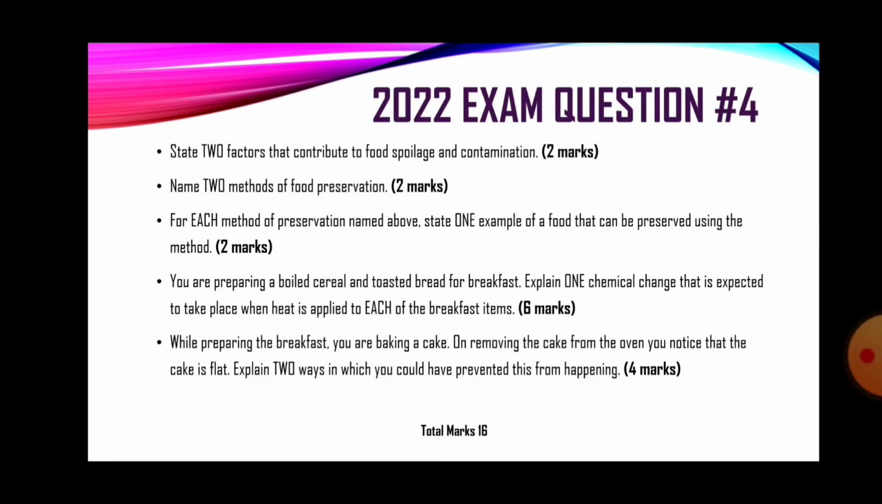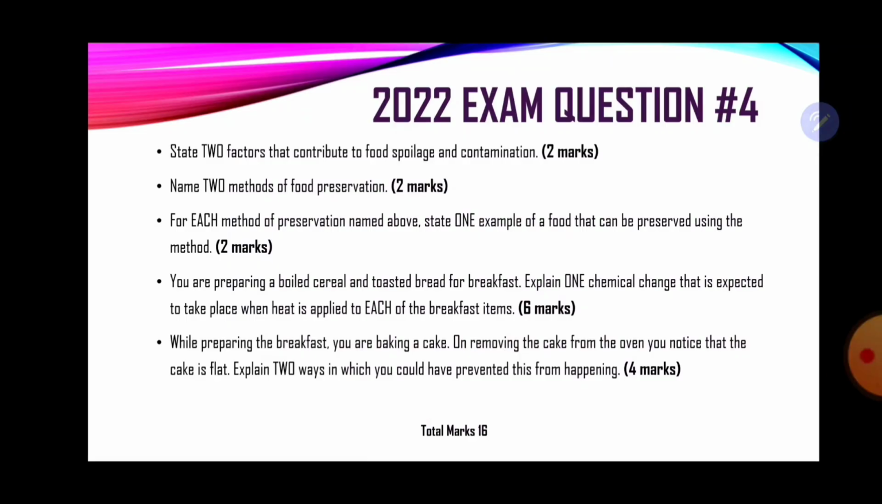the method. 2 marks. You are preparing boiled cereal and toasted bread for breakfast. Explain 1 chemical change that is expected to take place when heat is applied to each of the breakfast items. 6 marks. While preparing the breakfast, you are baking a cake. On removing the cake from the oven, you notice that the cake is flat. Explain 2 ways in which you could have prevented this from happening. 4 marks. And that gives us a total of 16 marks.